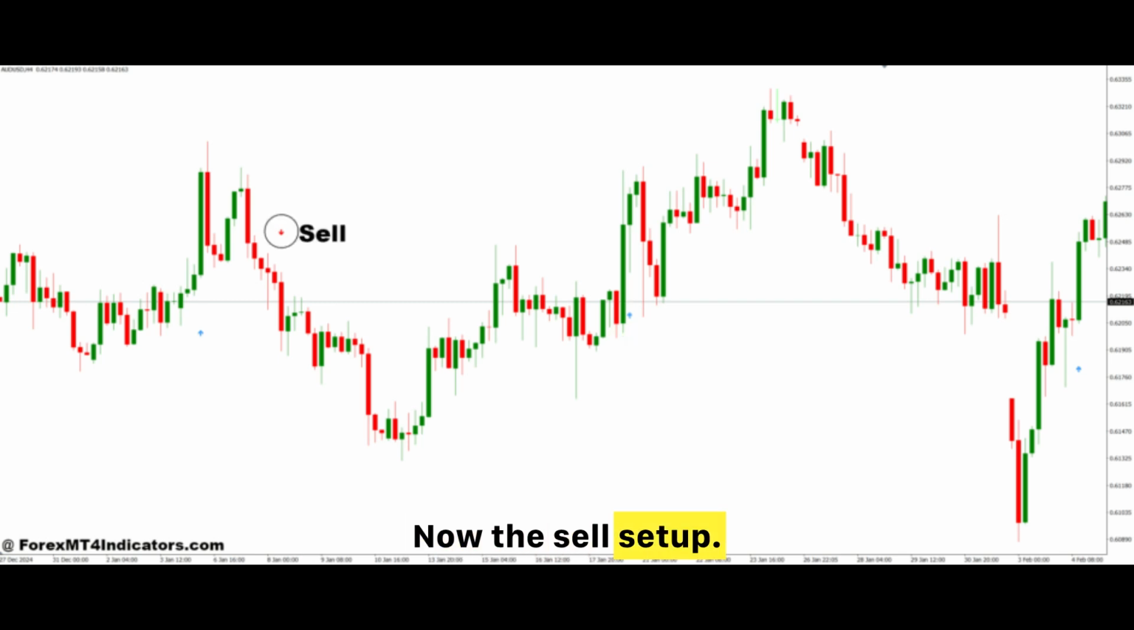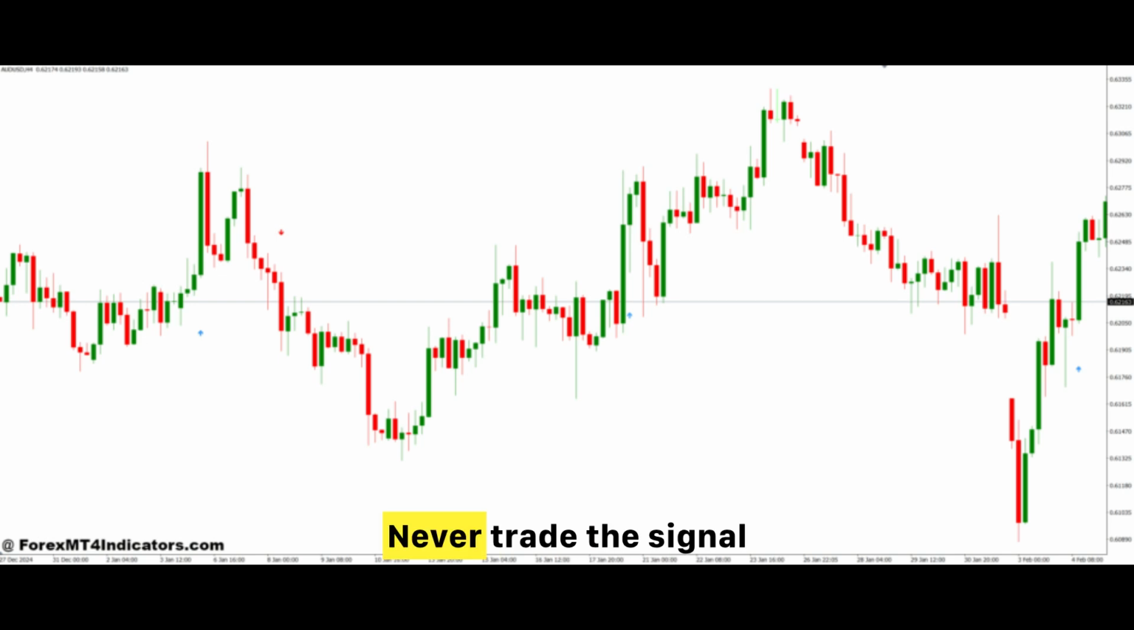Now the sell setup. WPR rises above -20, showing overbought conditions. RSI turns down or crosses below 70, confirming momentum is fading. That's when the sell arrow appears. Ideally, price should be near resistance or inside a downtrend for a stronger signal.